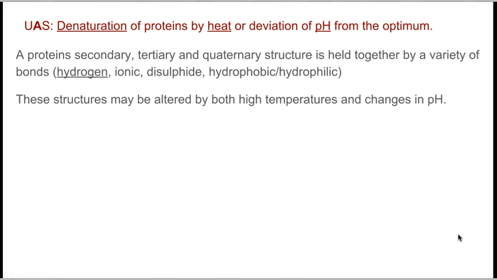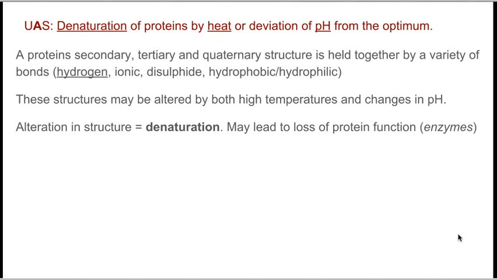Now, these different levels of structure may be altered by both high temperatures and changes in pH. Any alteration in a protein's ideal structure is called denaturation. And this denaturation may lead to a loss of protein function, for example, in enzymes.